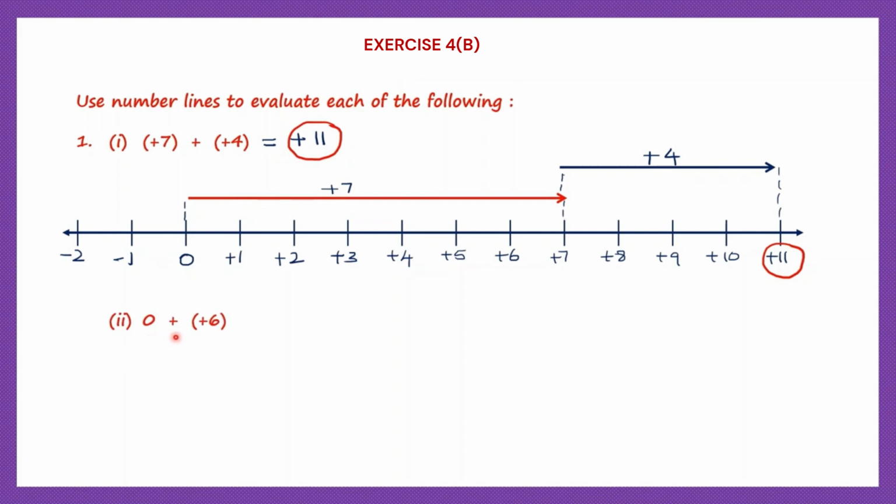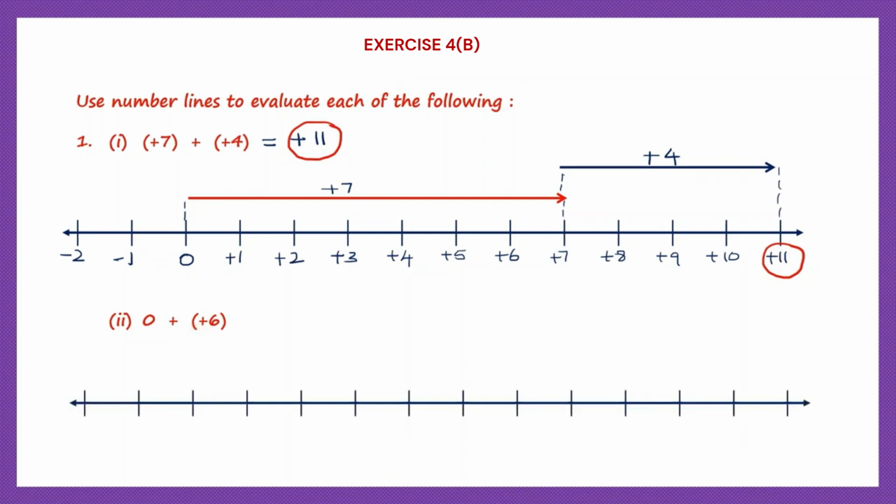Here we have 0 plus 6. So let's draw our number line first. So we have our number line here. So it's an integers number line. Let's start with a 0. So we have 0 and then 1, 2, 3. Remember, these are all plus signs. Plus 1, plus 2, plus 3. And then we have plus 4, plus 5, plus 6 and plus 7. And on the other side, we have negative integers. So that is minus 1, minus 2, minus 3, minus 4, minus 5 and minus 6.